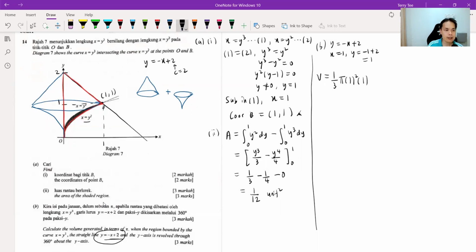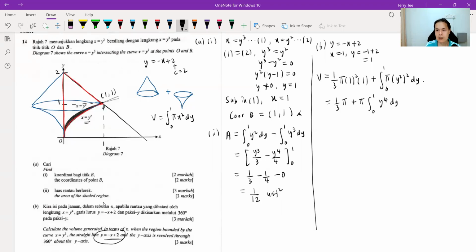Now, for the integration below here, we need to integrate pi x squared dy. Remember, when you rotate about the y-axis, it is x squared dy. Lower limit 0, upper limit 1. My x is now y squared. I need to square it further for the dy. Let us take out the pi and square it first. You get y to the power 4 dy.